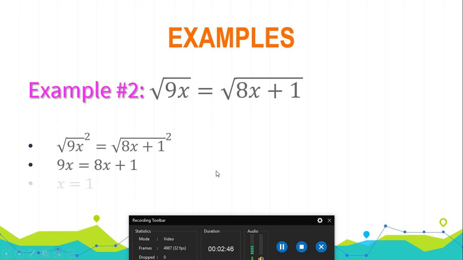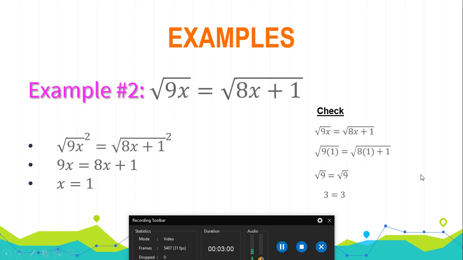We're going to combine our like terms, and we see that x equals 1. We're going to perform our check. I'm going to sub 1 into both sides. And you can see as we go through the check that 3 equals 3. So 1 is an appropriate solution.